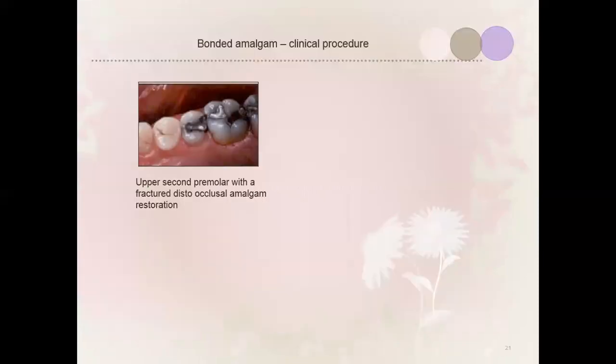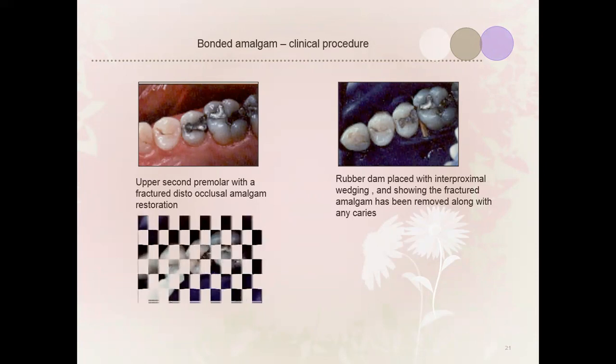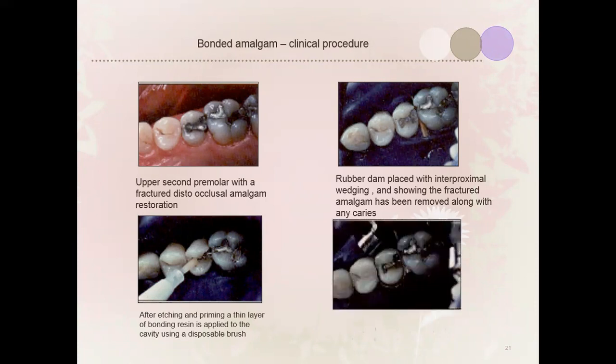So, first, the clinical procedure: upper second premolar with a fractured disto-occlusal amalgam restoration. We have placed a rubber dam with interproximal wedging, showing the fractured amalgam has been removed along with caries. Next, after etching and priming, a thin layer of bonding resin is applied to the cavity using a disposable brush.